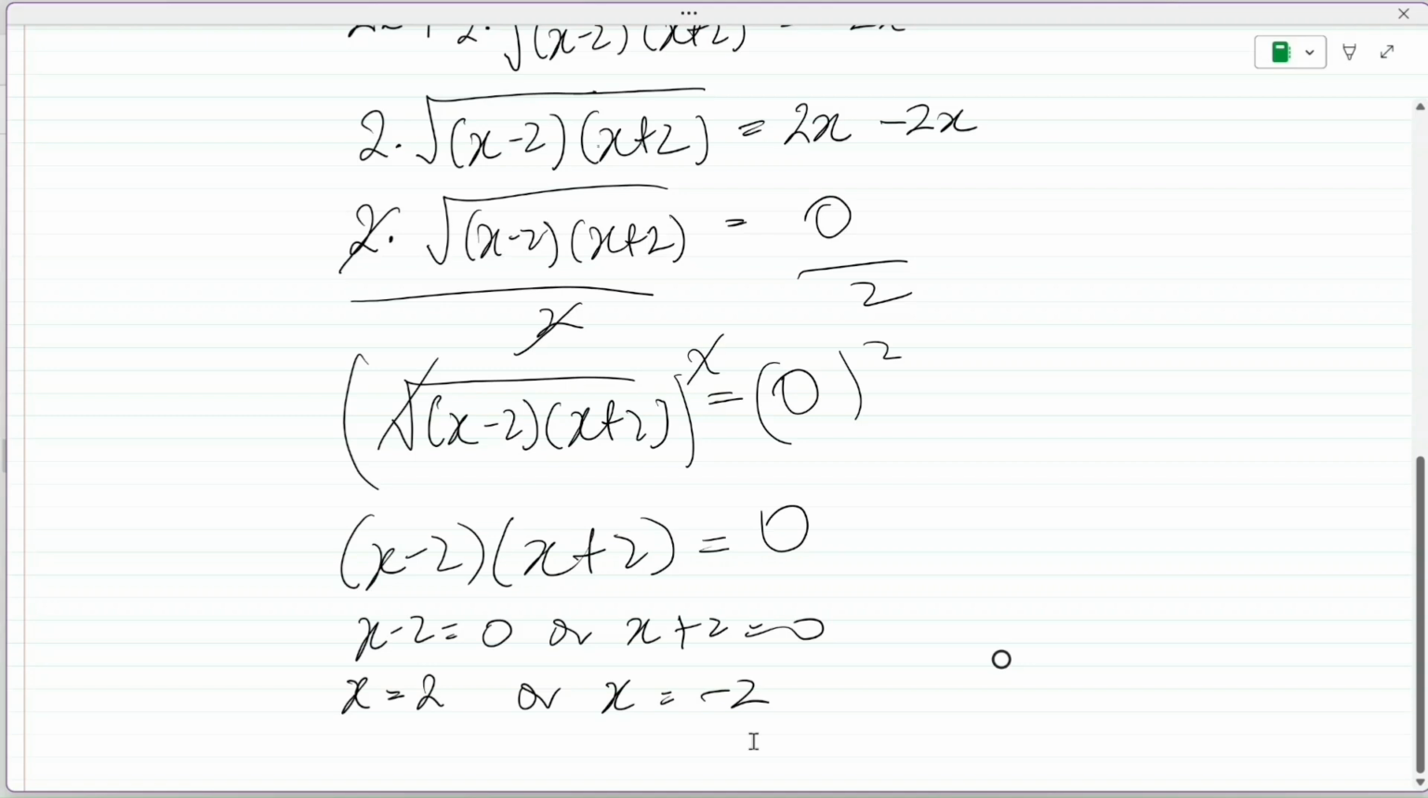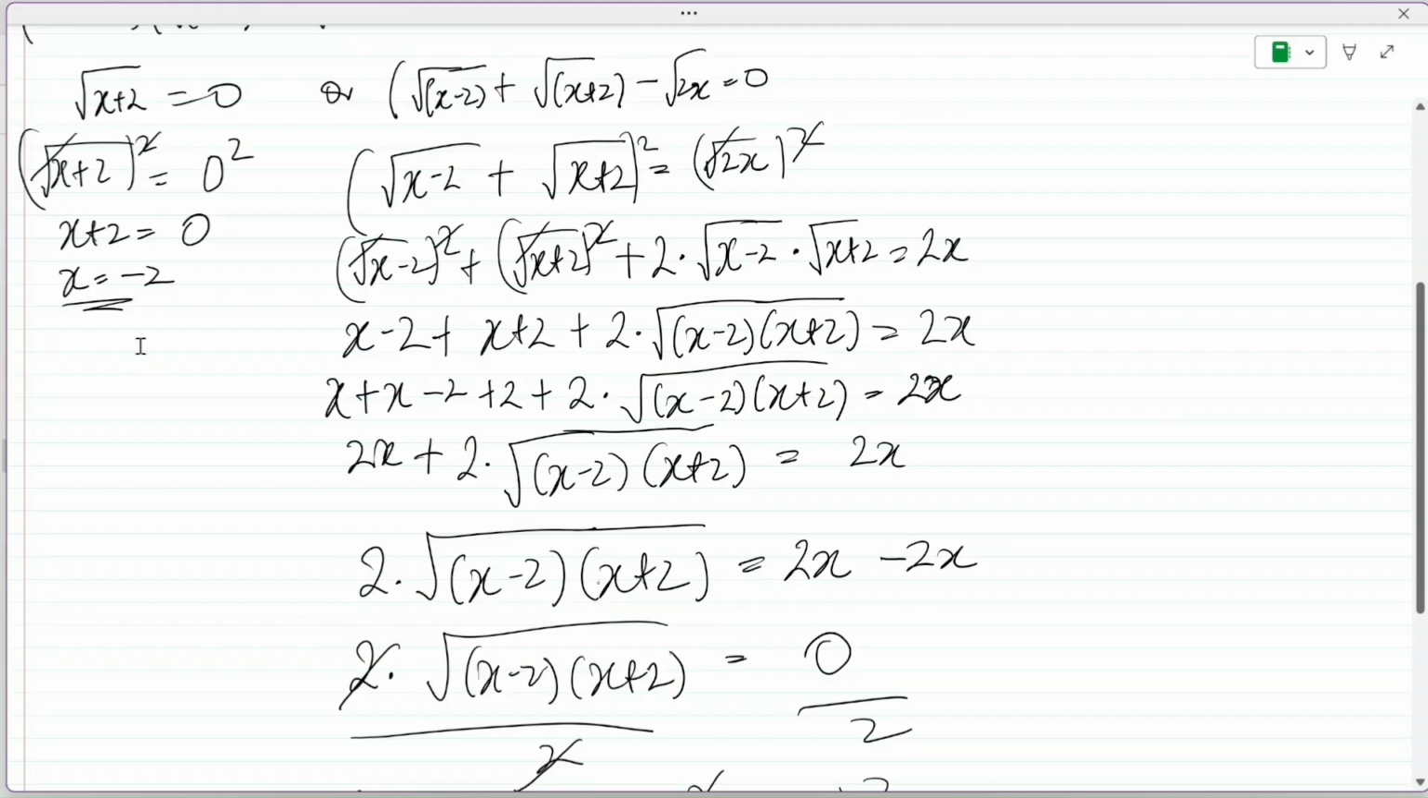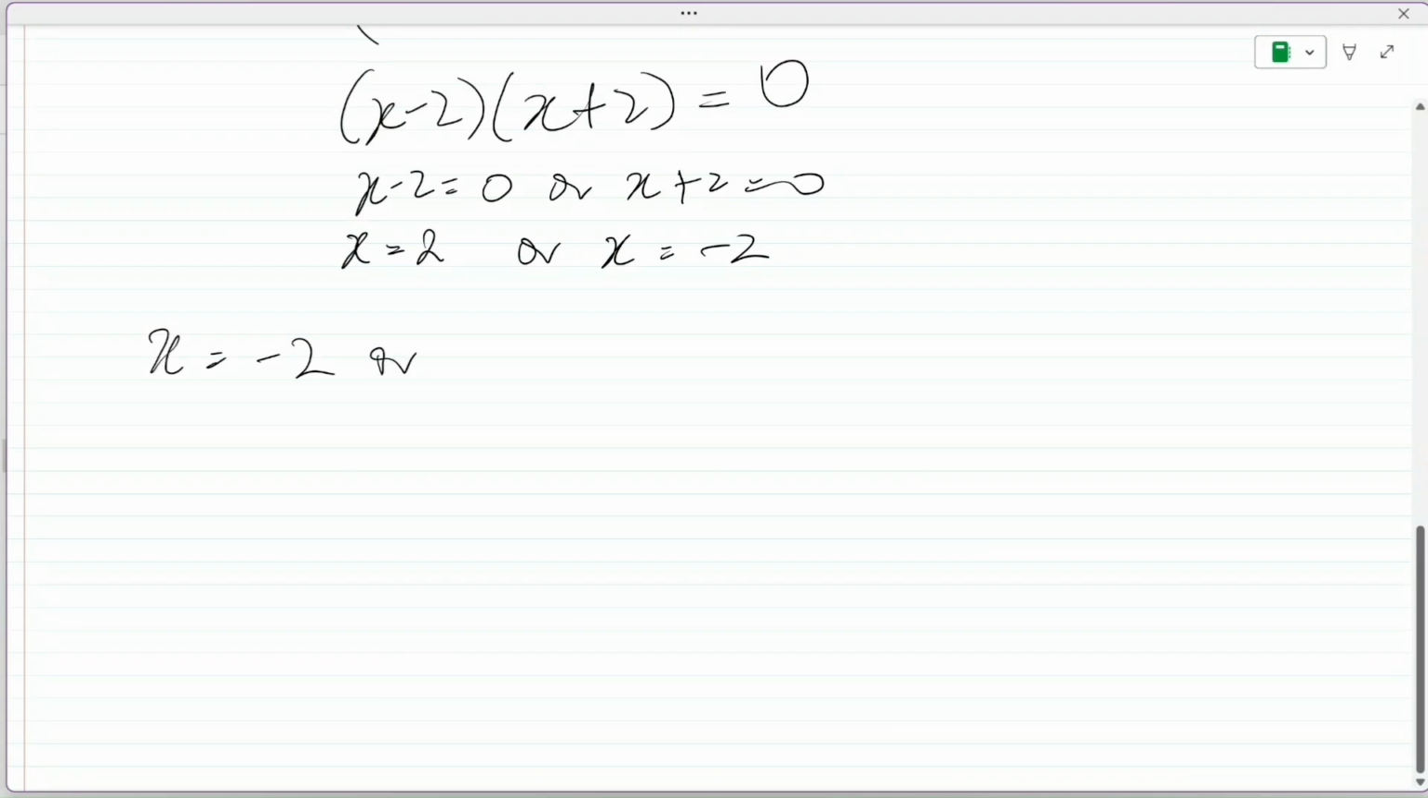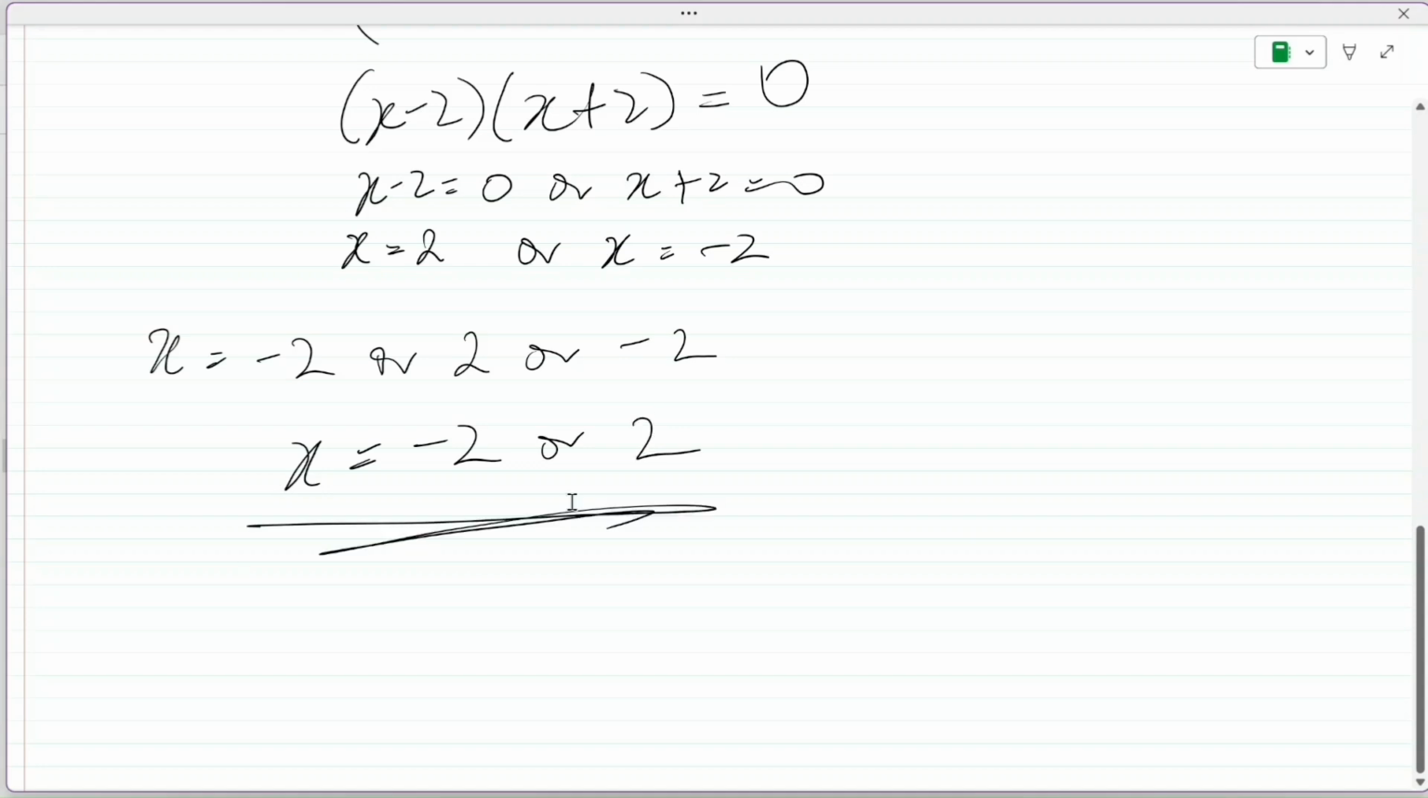Remember, the first was x is minus 2. So the 3 answers are x equals minus 2, or x equals 2, or x equals minus 2. The values for minus 2 are the same, so you can say x equals minus 2 or 2. These are our values. We've tested the 2 values in the first method and we got that the 2 values satisfy the equation.